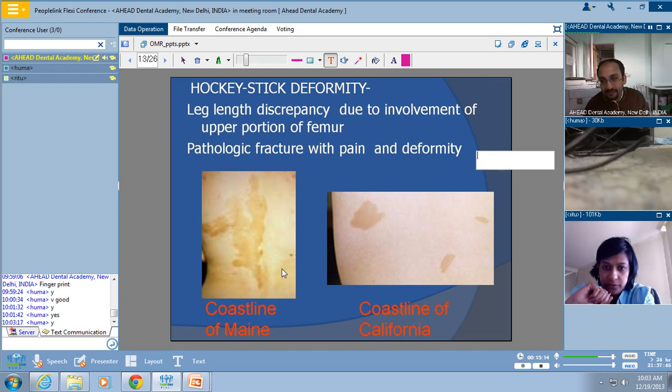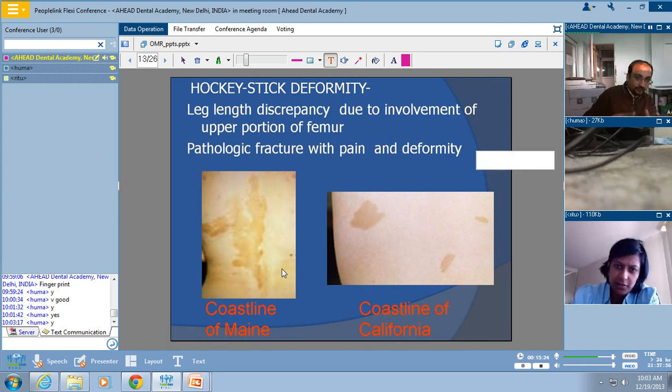And the coastline of California is a very smooth, regular, continuous border. If you can see both the coffee with milk appearances, you can make out the difference. It is very irregular in the coastline of Maine, whereas in the coastline of California, the appearance is very smooth, uniform, continuous. The coastline of California is seen in fibrous dysplasia. Okay? The coastline of Maine is seen in multiple neurofibromatosis, whereas the coastline of California is seen in fibrous dysplasia.